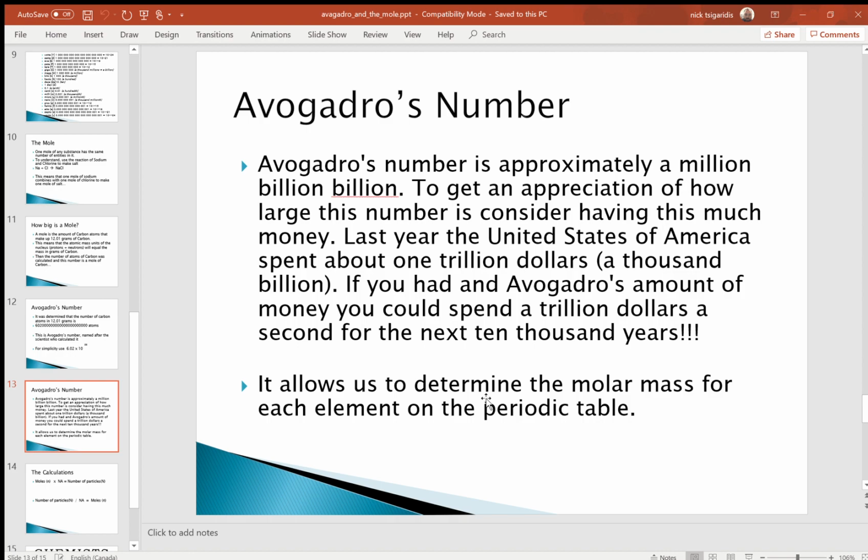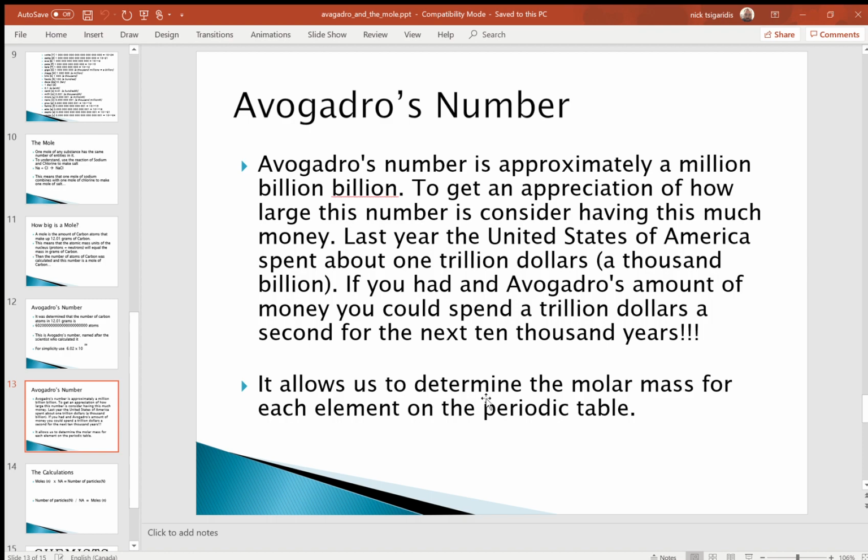So Avogadro's number is approximately a million billion billions. It's an enormous number. To get an appreciation of how big that number is, if the United States spent $1 trillion in 1 year, and you actually had Avogadro's number of money, you could spend $1 trillion every single second for over 10,000 years, and you still wouldn't reach Avogadro's number. It's just an enormous, unfathomable number. I do have a lovely little story that I will read to you guys on the next slide. It's called the green pea analogy. It's a wonderful little one here.